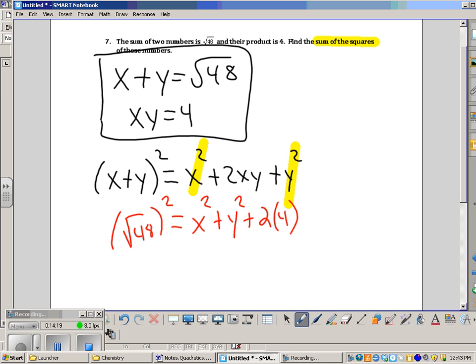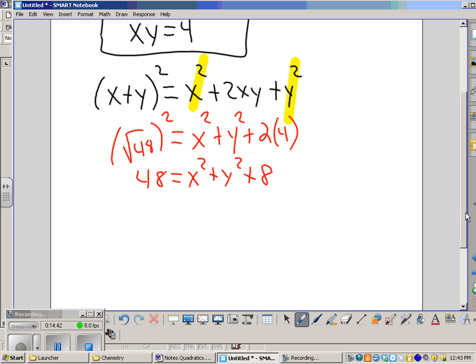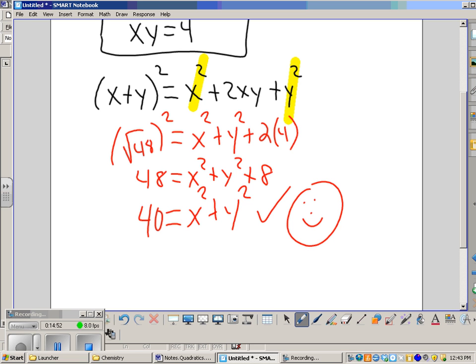Excuse me, does that make sense? It does, yeah, right. So you know the square root of a number, if you square it, they undo each other. So 48 equals x squared plus y squared plus 8. So now I'm going to subtract 48 and 8 and get 40. And that is the sum of the squares. Yay! Okay. So the answer for the last one, number 7, is 40.